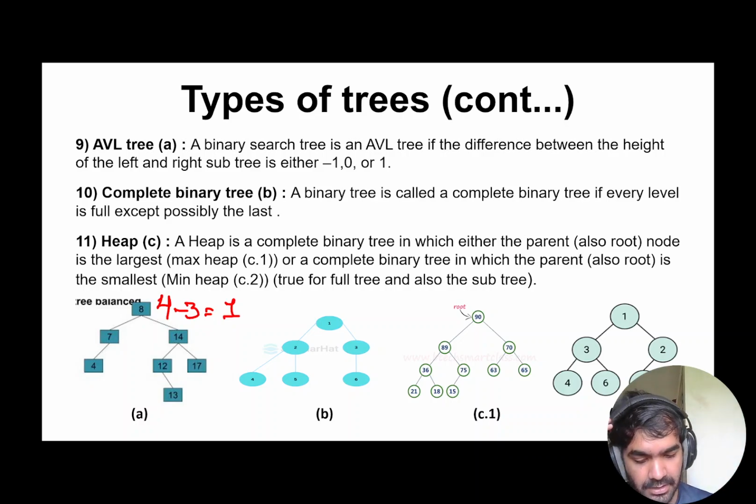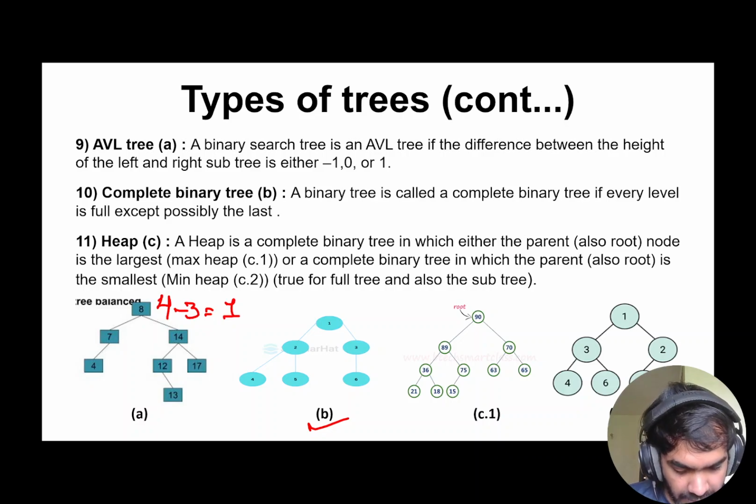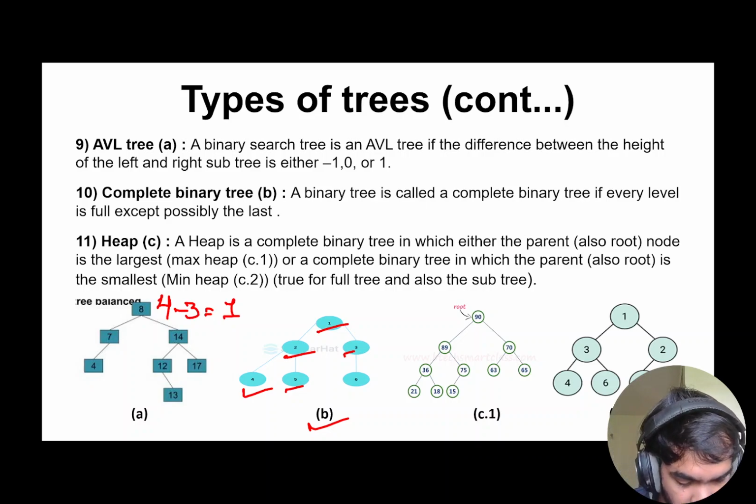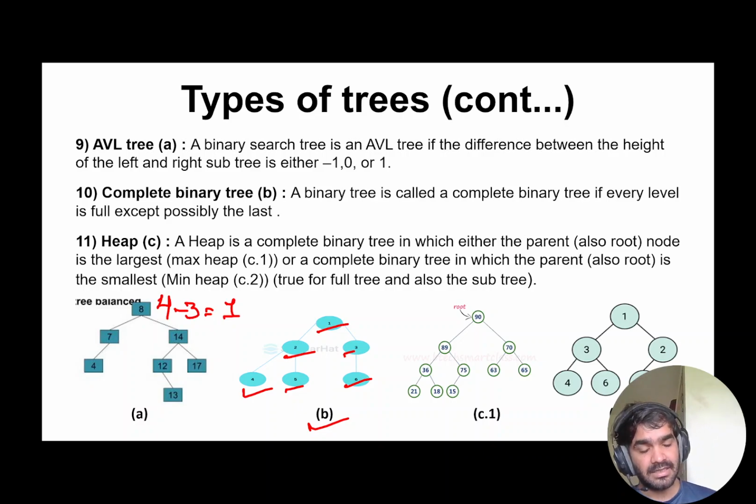Going to the next tree, called the complete binary tree. A binary tree is a complete binary tree if every level is full except possibly the last. By except possibly the last, we mean that in the last level, the upper node can have either 0, 1 or 2 children, not more than 2. For example, in B, node 1 has 2 children, 2 and 3, fulfilling the definition. Node 2 has 4 and 5, fulfilling the definition, and node 3 has only one child, which is 6, fulfilling the definition. As in the last level, node 3 is not full, which satisfies the definition.